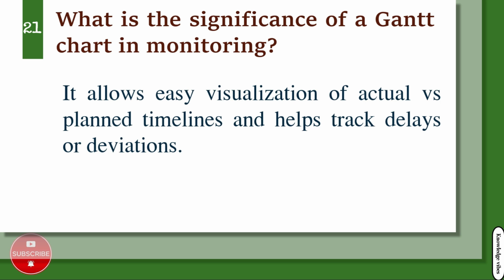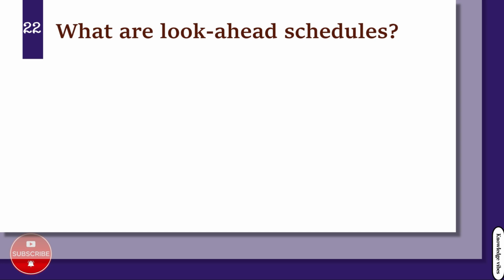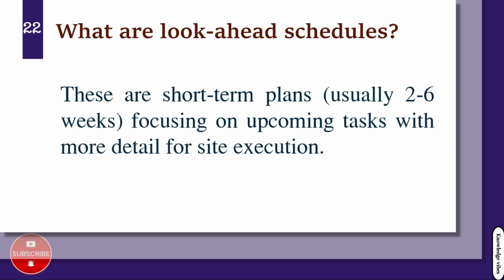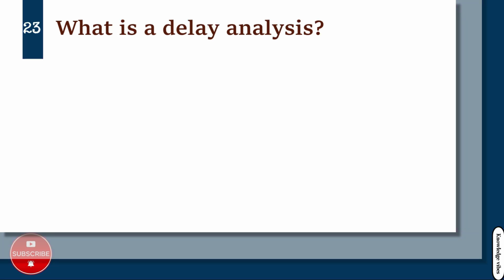What is the significance of a Gantt chart in monitoring? It allows easy visualization of actual vs planned timelines and helps track delays or deviations. What are look-ahead schedules? These are short-term plans, usually 2 to 6 weeks, focusing on upcoming tasks with more detail for site execution.